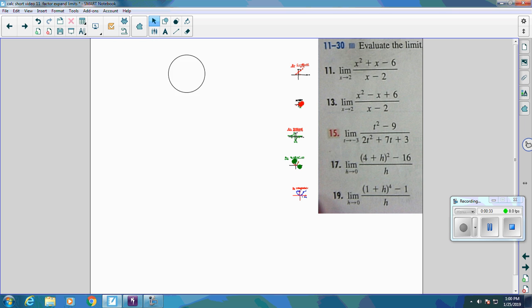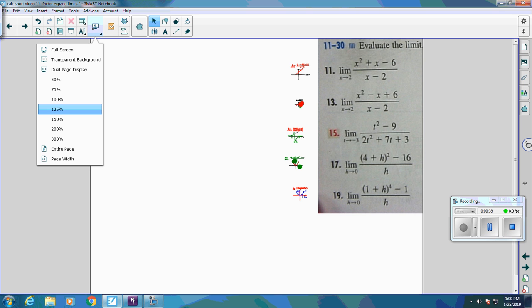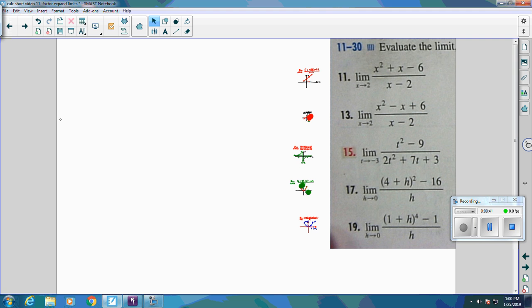So I thought it'd be easiest to work examples. Again, assuming that you had the instruction, this is the practice side of it. So we'll start here, and I just took some problems that are pretty common. Number 11 is x squared plus x minus 6 over x minus 2 for a function, and they're asking for the limit as x approaches 2.